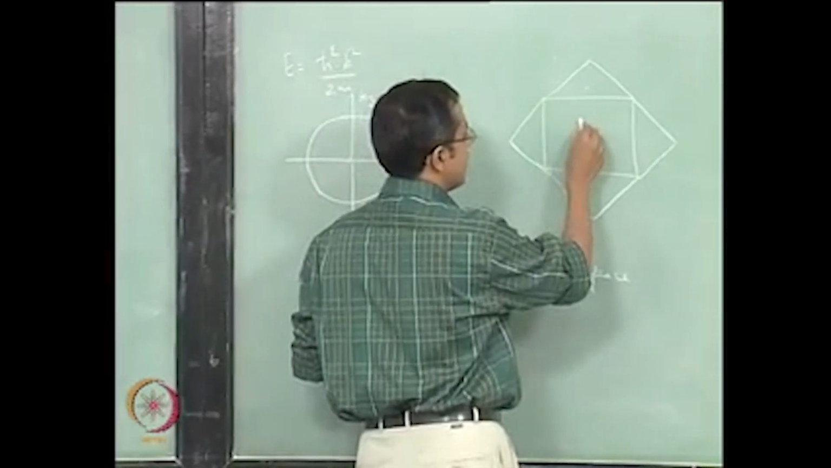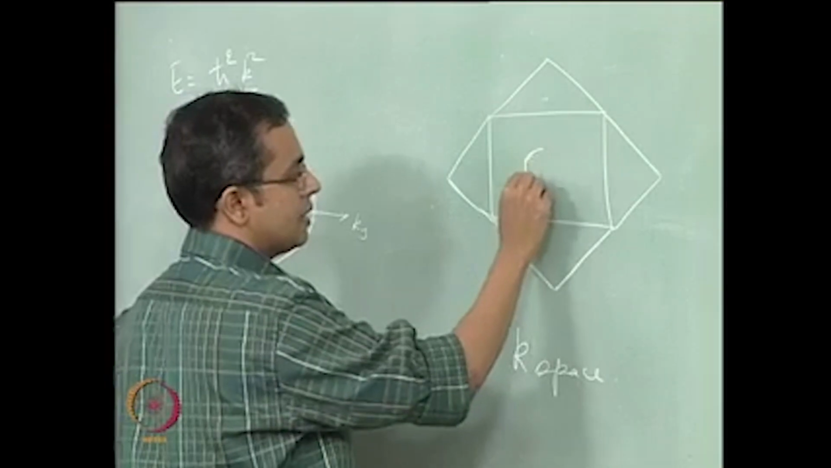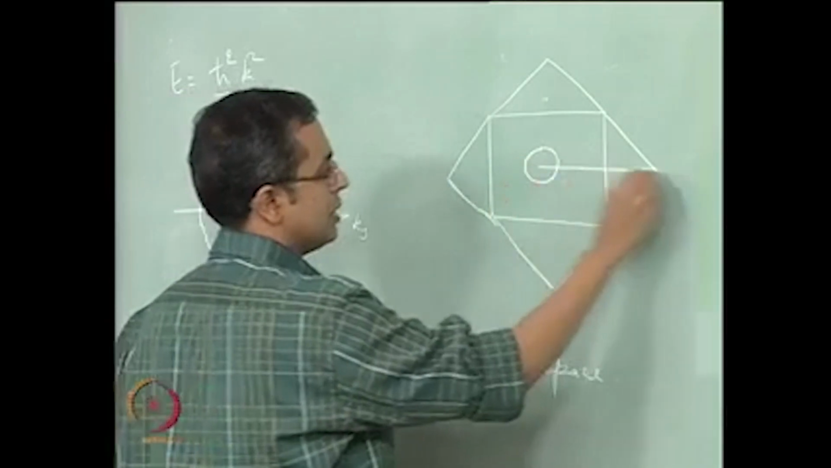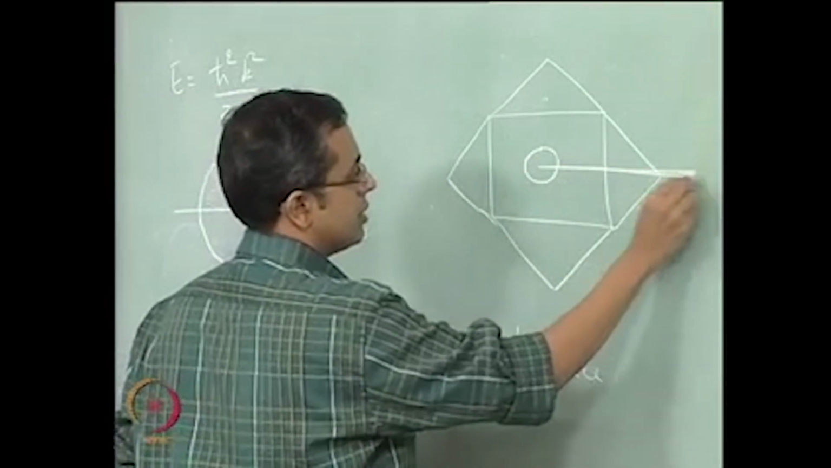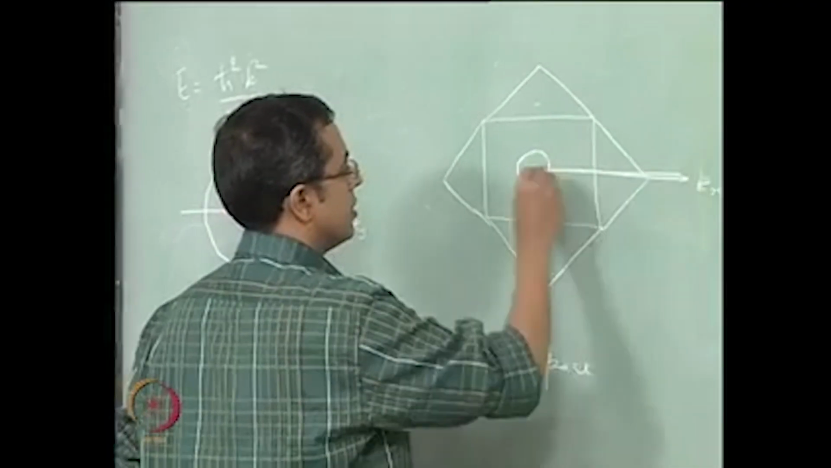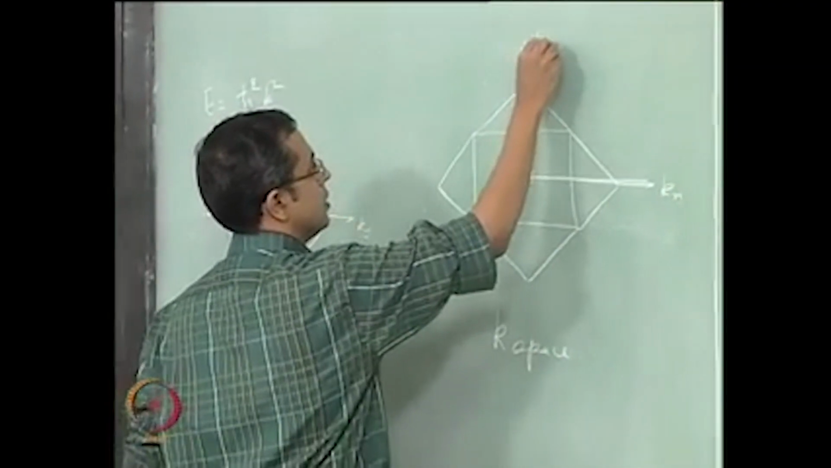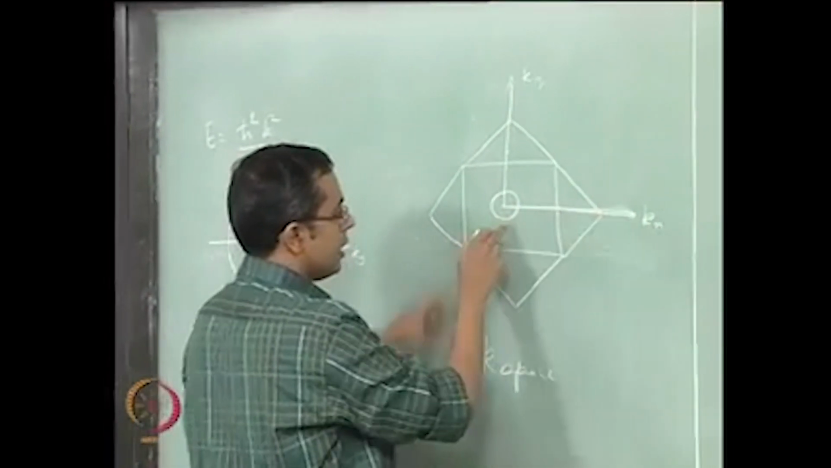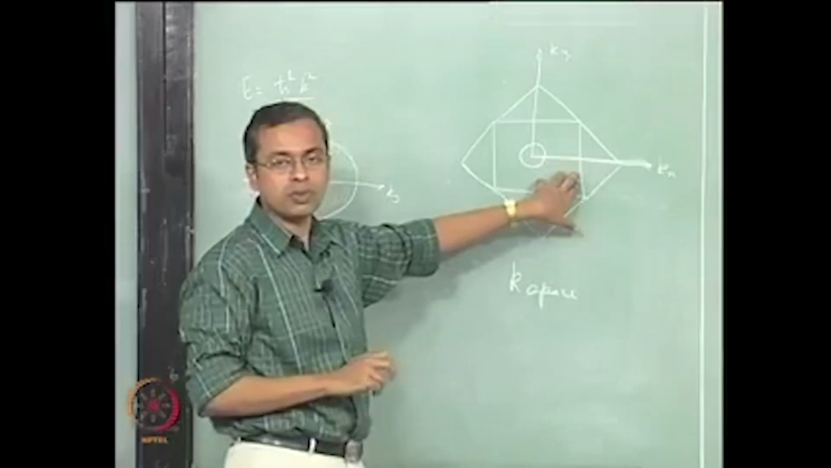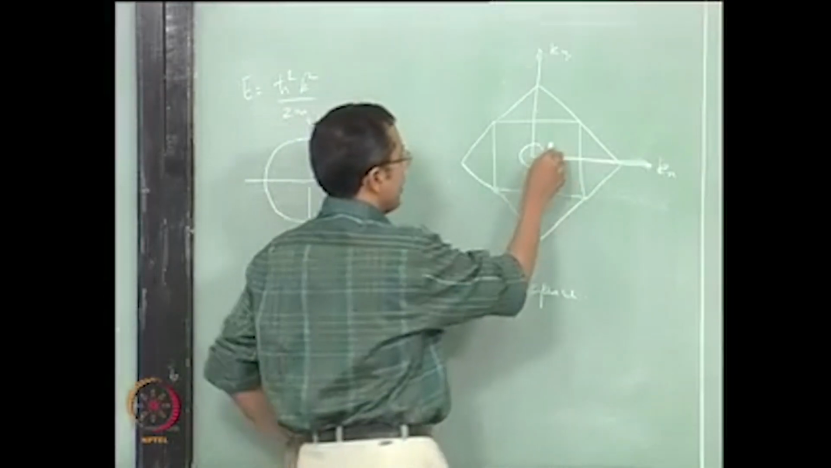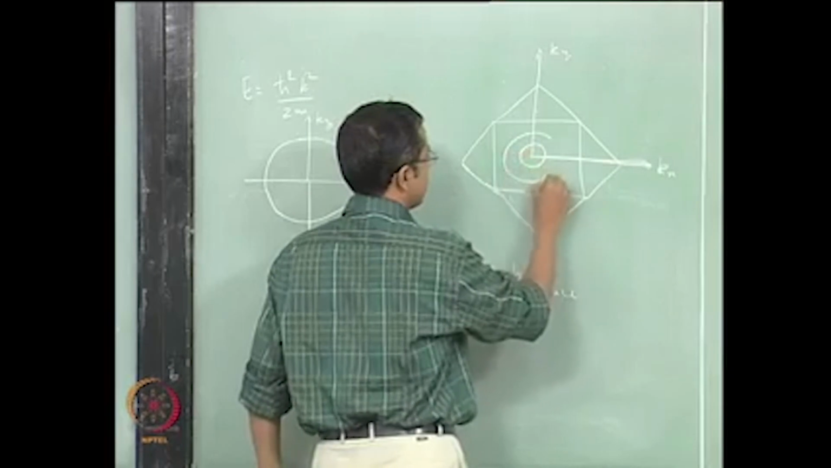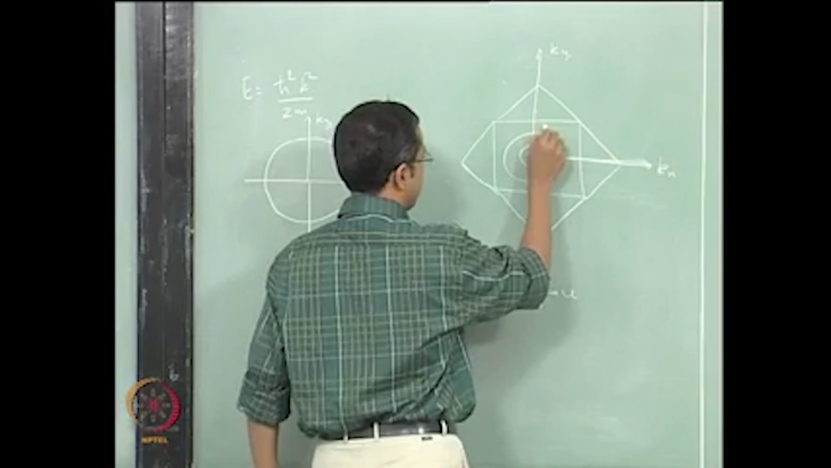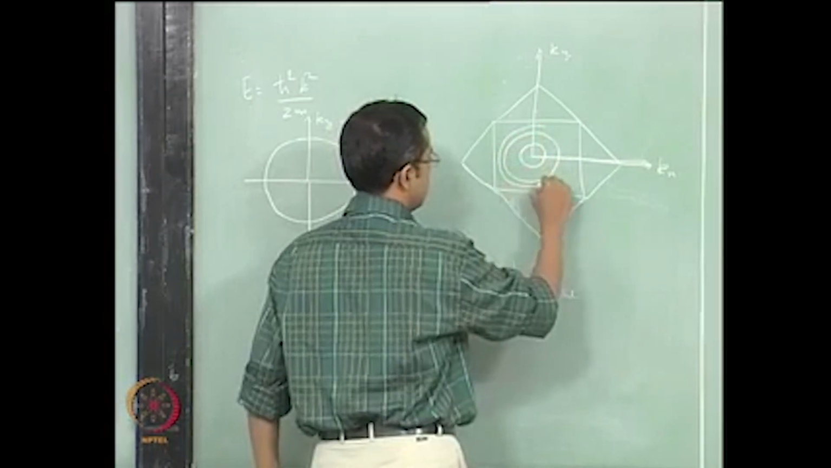So if you have a material with a very small number of free electrons, you will simply have a small circle like this, which represents the Fermi surface. This is k space, so I will say this is kx and ky, and we say that this circle does not interact with the first Brillouin zone. Everything is within one band. If the number of free electrons goes up, it becomes a larger circle and starts getting close to the boundary of the Brillouin zone. You can have one more like this.